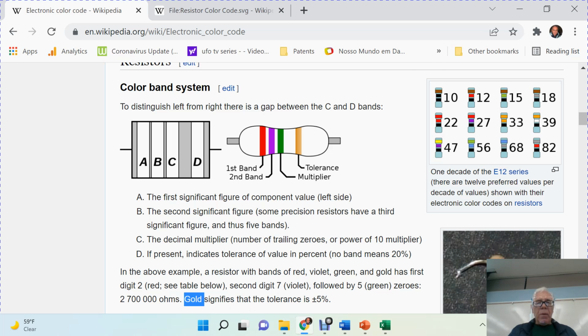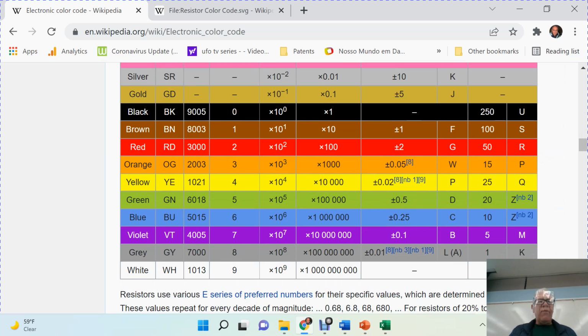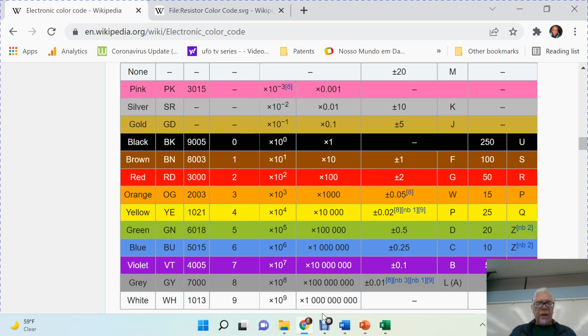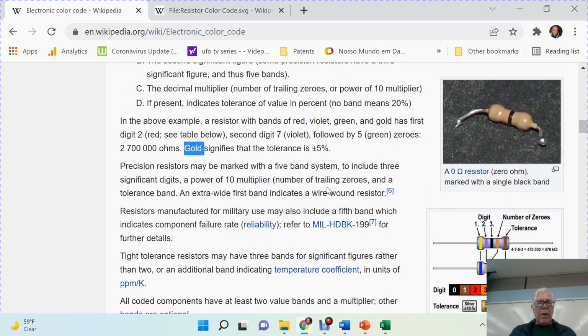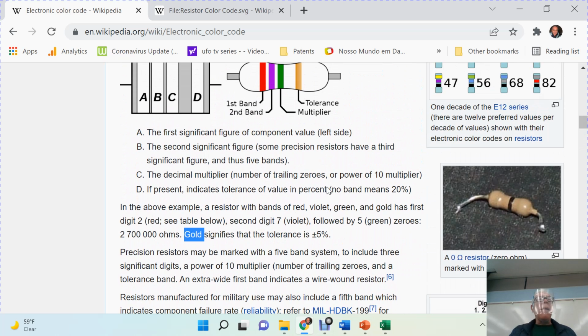So red, you go to the color table here. It's available on the internet. Look for resistor color code. Red is 2. The other color is what? Violet. Violet is 7. The other one. Yes. 27 mega ohm resistor, plus minus 5% tolerance. That's right. It's already here, right? 2, 7, followed by 5, 10 to the 5, right?